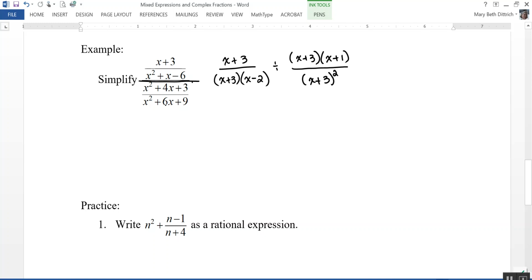Okay, so the first thing you want to do is write it as a division. Now it's like basically dividing two rational expressions. I'm going to multiply by the reciprocal of the second.